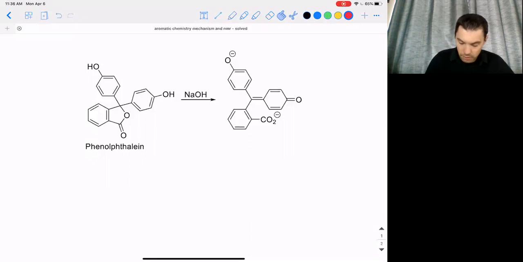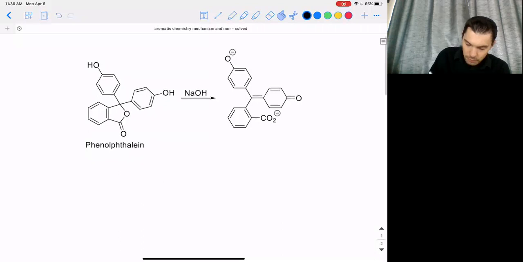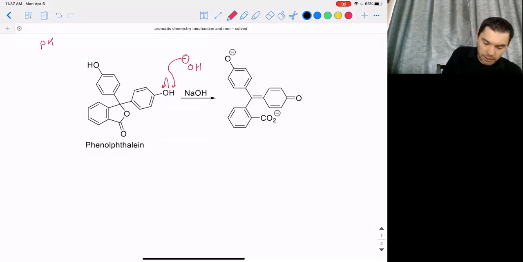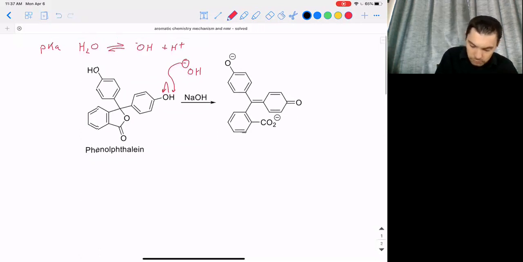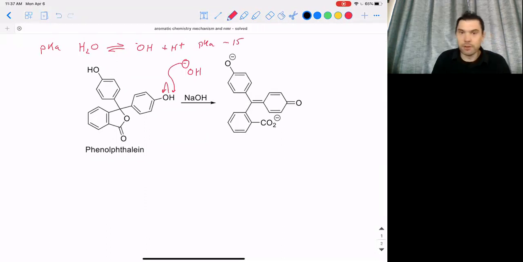Okay, and so of course with sodium hydroxide, we know that this is the basic form. And so what we're going to do here is just put OH minus as our base. And so we can simply deprotonate one of these nice phenols. This is a nice time to remind us about our pKa's. And so the water in equilibrium with hydroxide plus H plus should have a pKa in the 15 range.